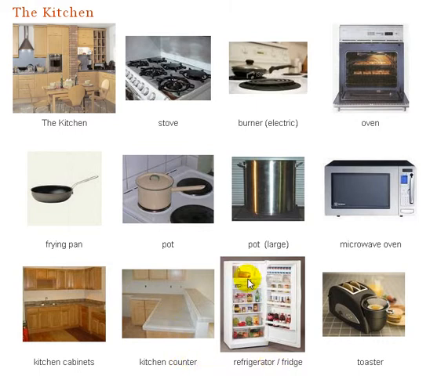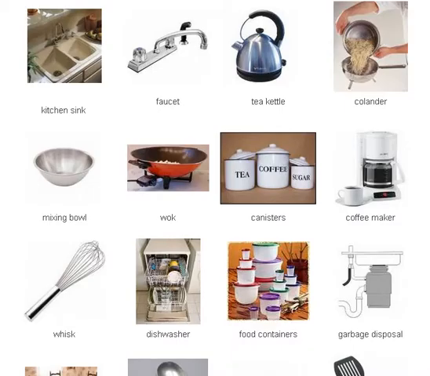This is a refrigerator. Okay, some people call it a fridge. This is a toaster in which you put bread to toast it. Of course, it's electric operated. This is a kitchen sink, of course, where you wash your dishes. And this is a faucet in which you draw water that is located back here.